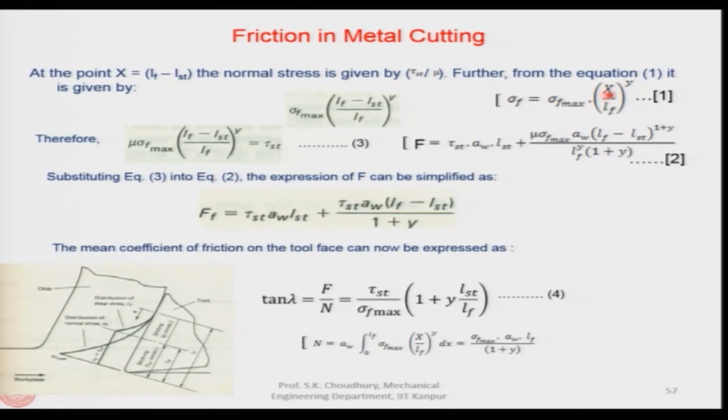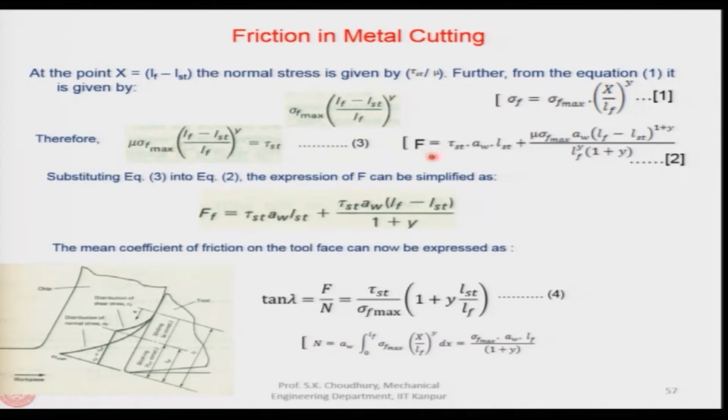So, in here if we put the value of x is equal to LF minus LST, then the sigma f max can be found out as this, LF minus LST by LF to the power y. We are simply putting the value of x as LF minus LST. So, sigma f will be this value. Therefore, mu into this sigma f at that point will be equal to tau ST, because mu into normal stress is the shear stress.